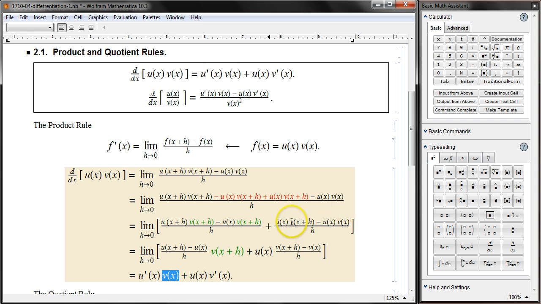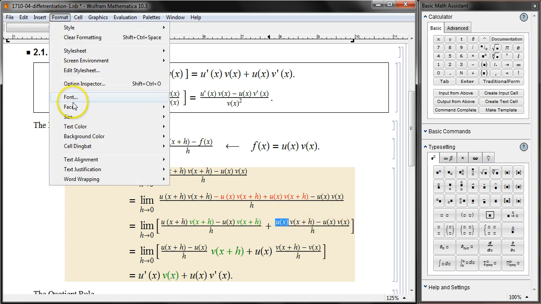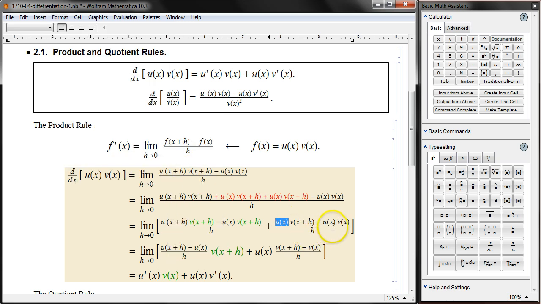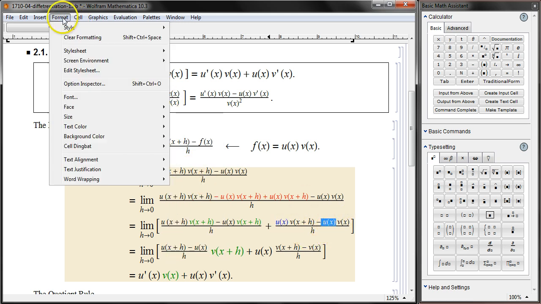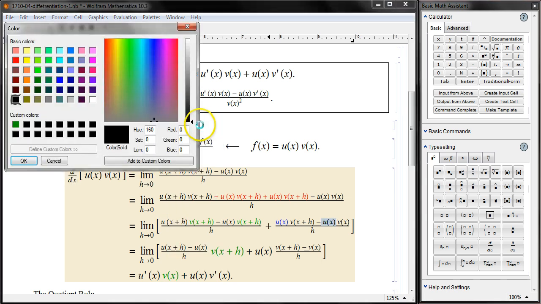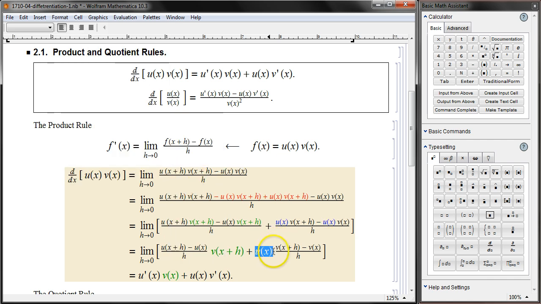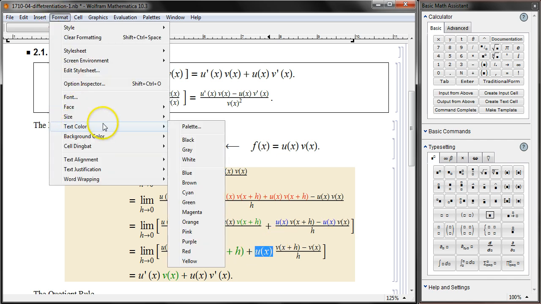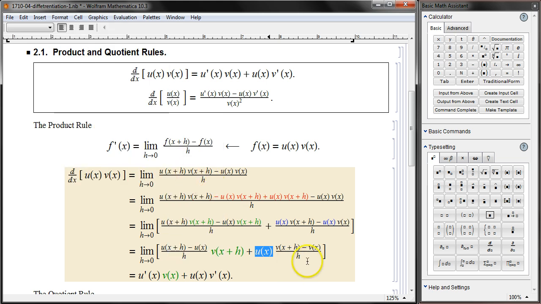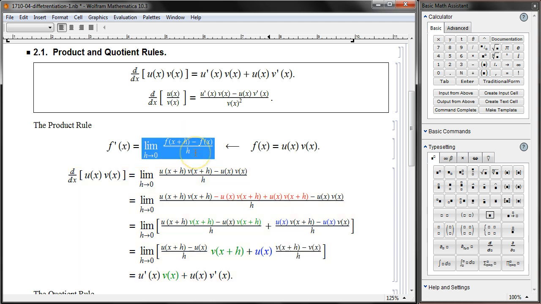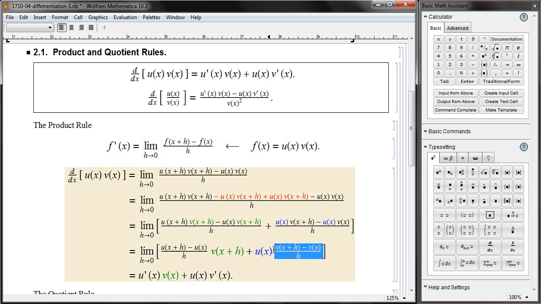How about the second fraction? Here u of x is common. So if I factor that out, I'm going to get this expression, and what's left is a Newton quotient. Compare this with this. Exactly the same, except of course the choice of character, f versus v. So instead of f prime of x, I'm going to get v prime of x.